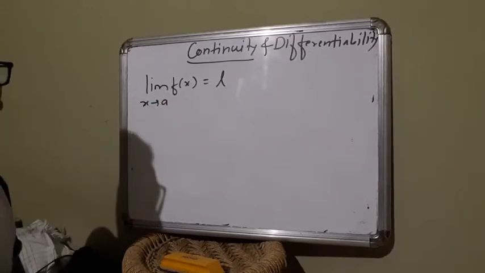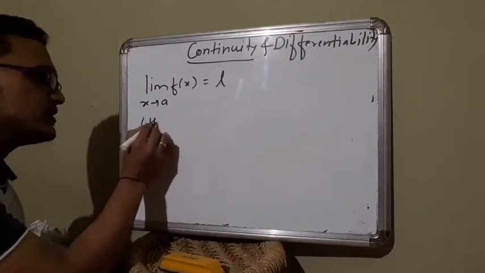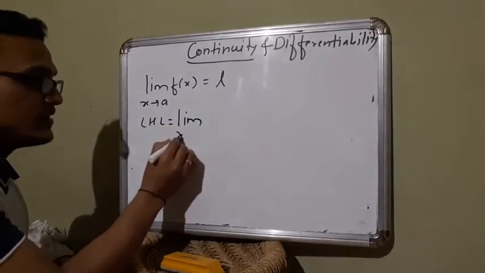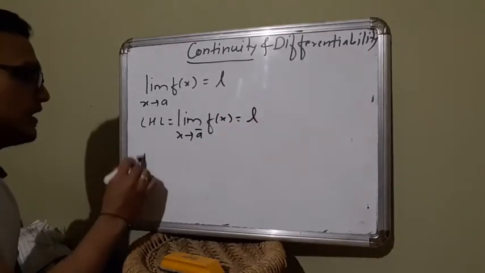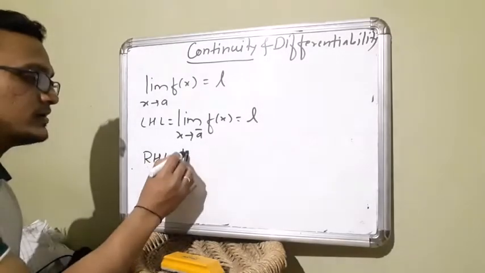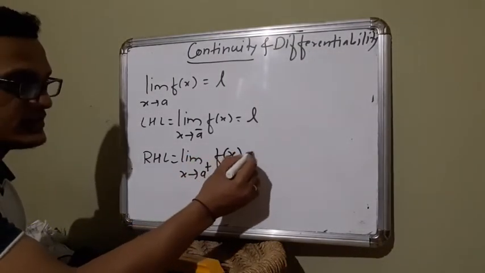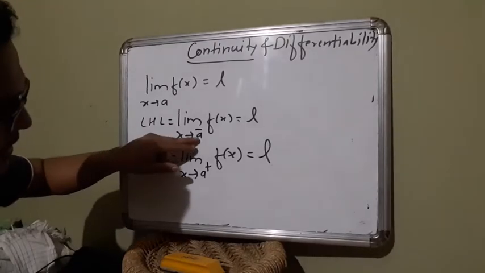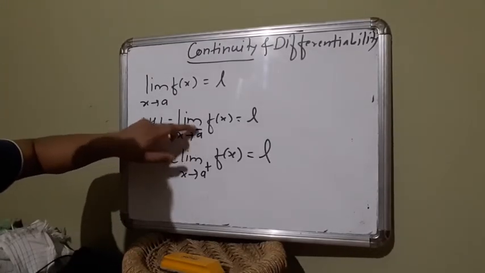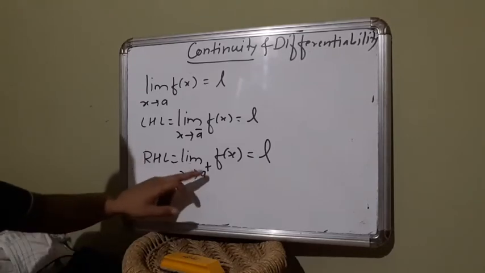In this you will find two types of limits, that is left hand limit and right hand limit. Left hand limit is limit x tends to a minus f of x is equal to L, and RHL, the right hand limit, is limit x tends to a plus f of x is equal to L. Here I have written the negative sign on the head of a. That negative sign is the notation for LHL, and a plus is for the right hand limit.